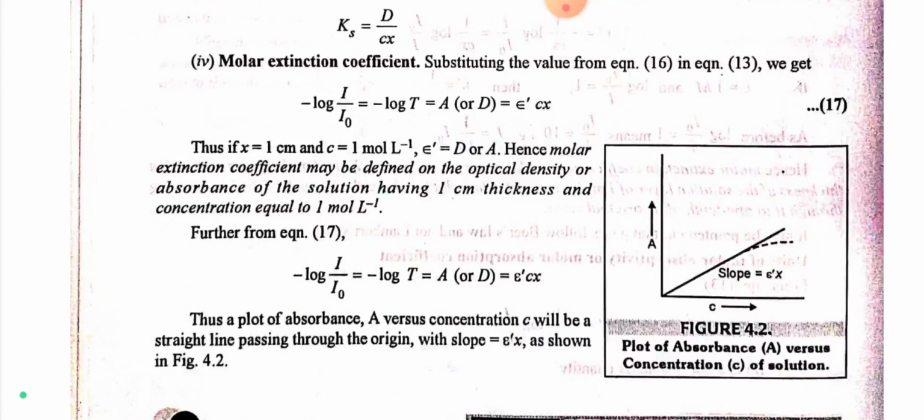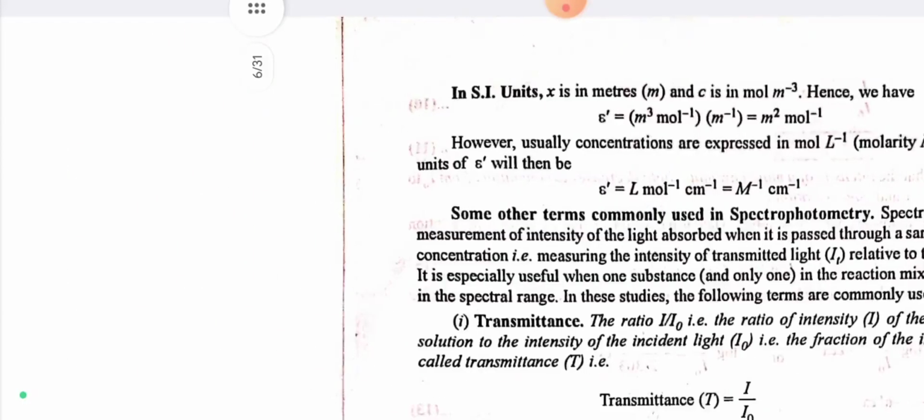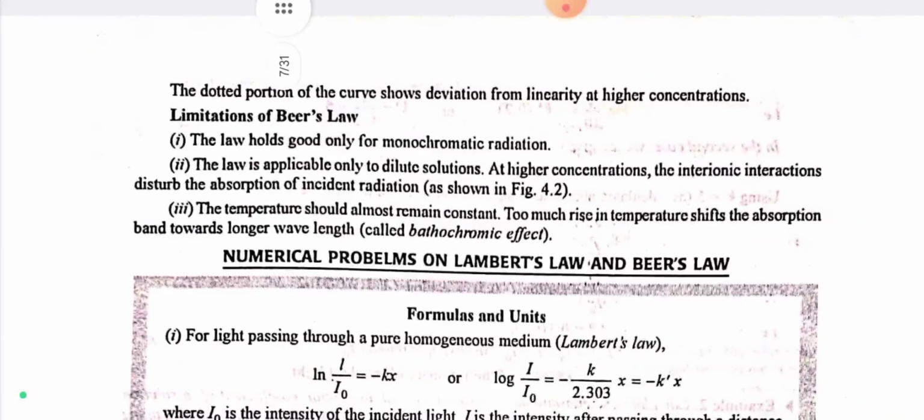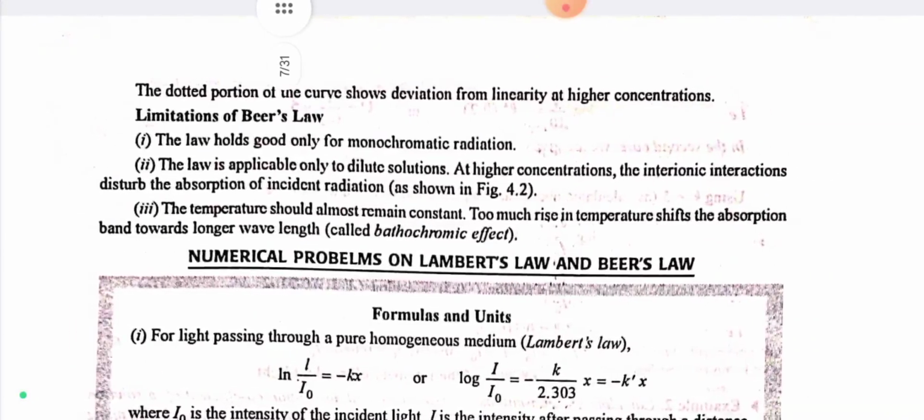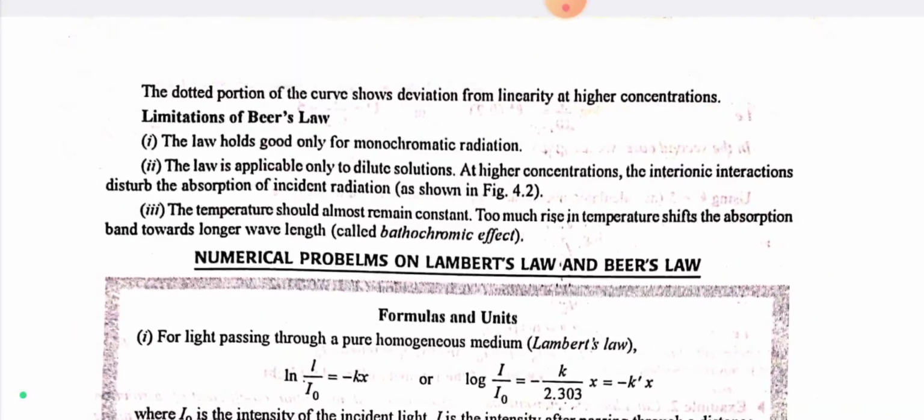Thus, a plot of absorption A versus concentration C will be a straight line passing through the origin with a slope epsilon dash x, as shown in figure 4.2. Figure 4.2: plot of absorption versus concentration C of the solution. The dotted portion of the curve shows deviation from linearity at higher concentration.